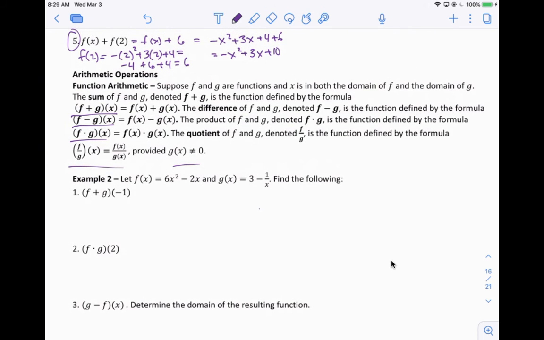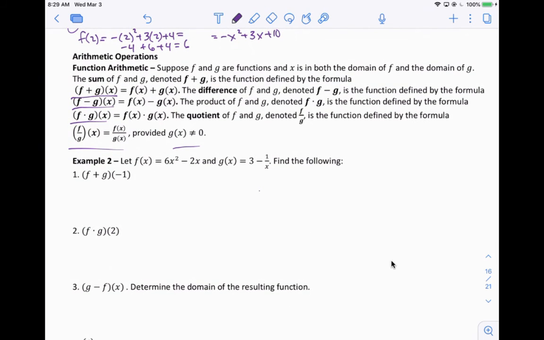All right, so let's look at these 3 functions here. We've got f plus g of negative 1.